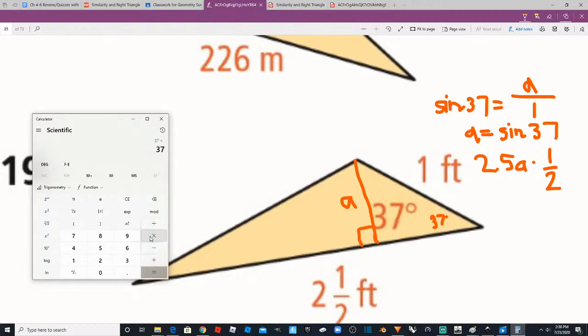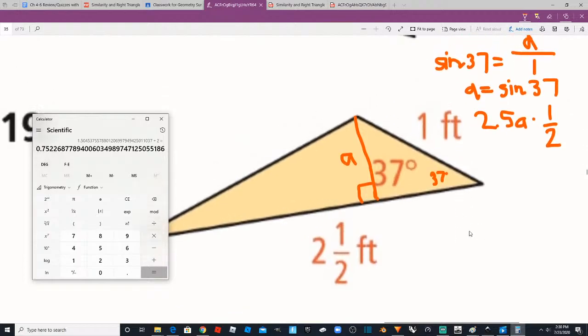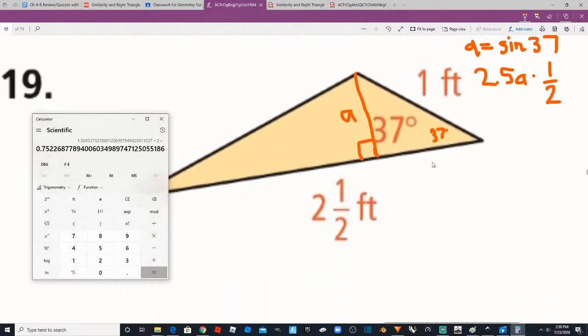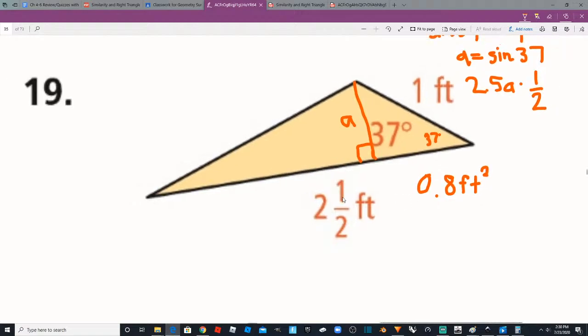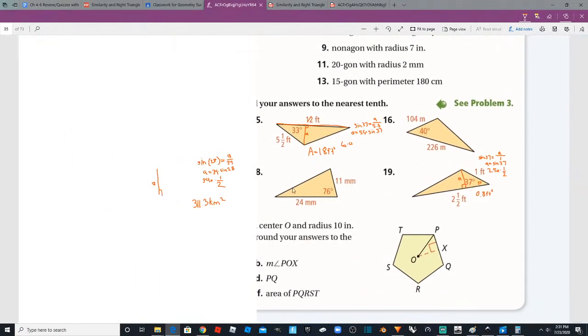So take the sine of 37, times 2.5, divided by 2. Yeah, we got a weird answer here. If we round it to the tenths, we'll get 0.8 feet squared. Okay, so that's it for what I'm going to do now.